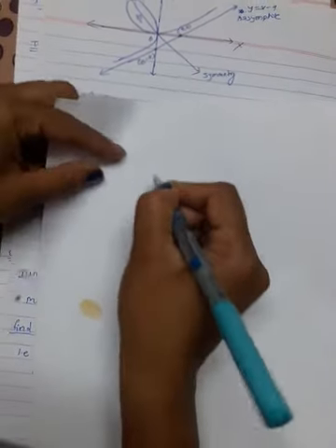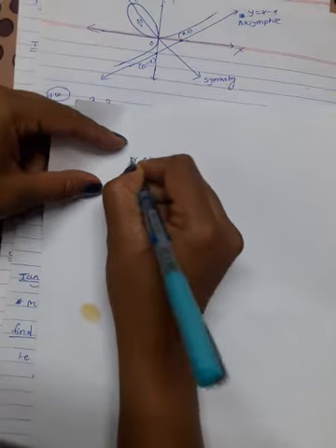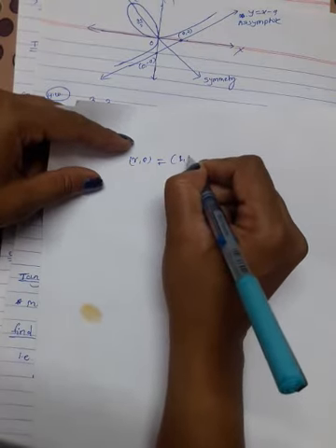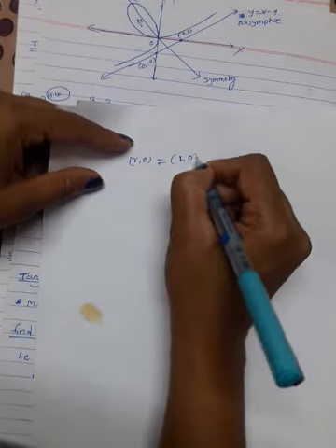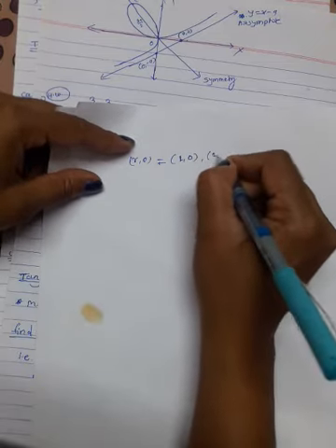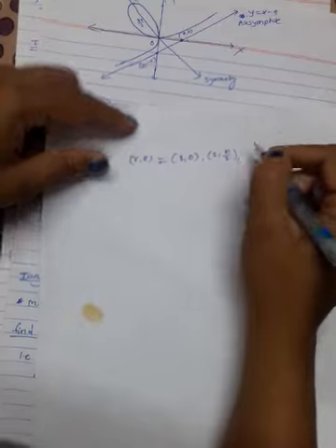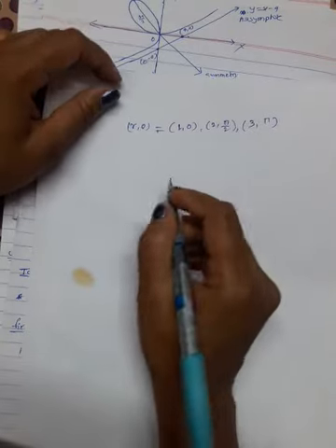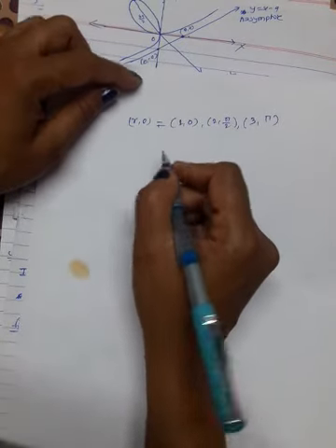Suppose (r, theta) is the point where r is 1 and theta is 0 degrees. Again r is 2, theta is pi by 2. r is 3, theta is pi, and so on. Suppose these are the points we want to plot. Then we have to draw the lines.